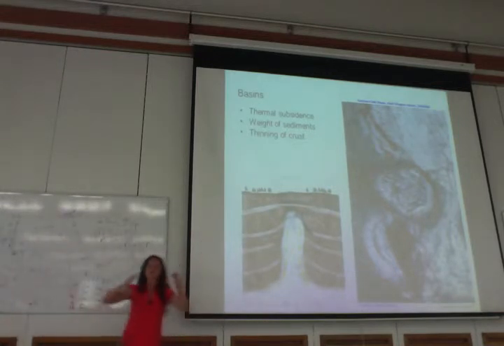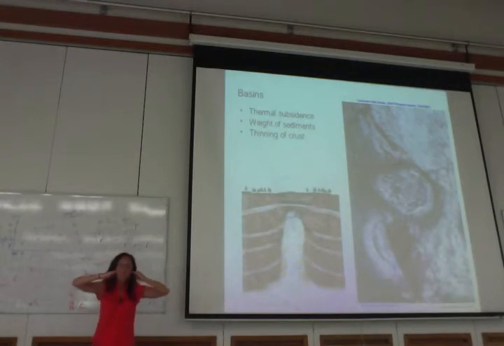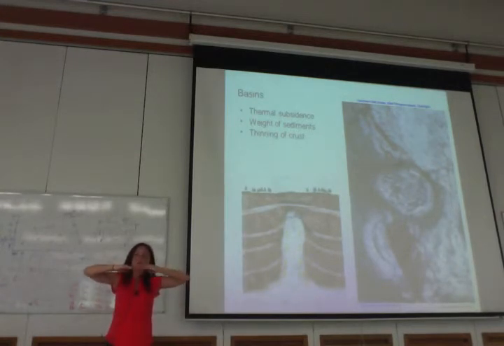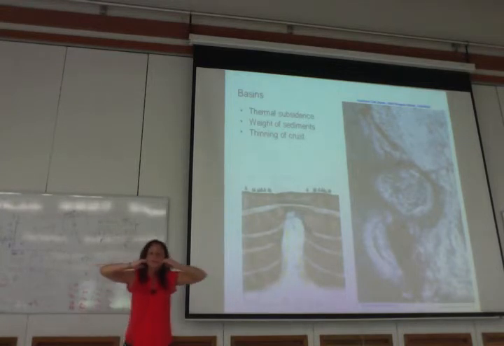But a basin is the opposite. That happens where either the crust sinks. So this can happen if it cools. Maybe you have a hot area of crust. If it cools, it can sink, forming this basin structure. Also, where the crust is being thinned, that can also cause the crust to sink.